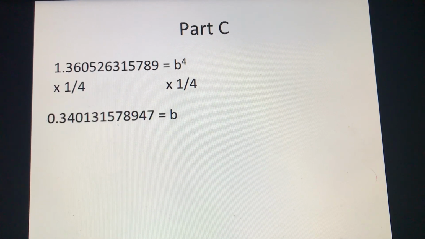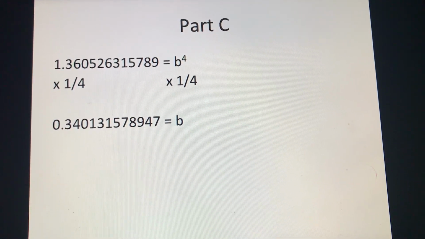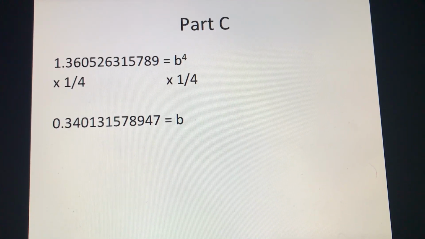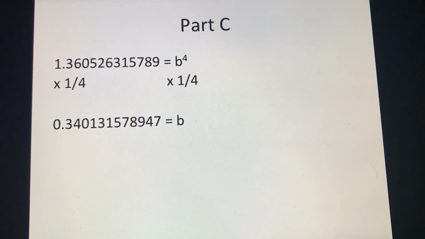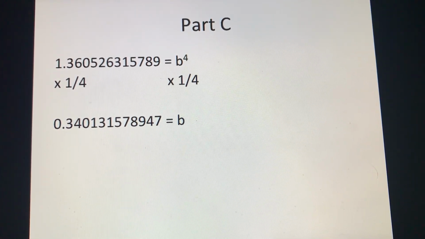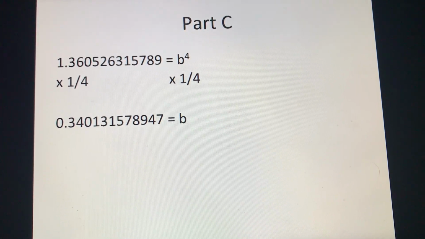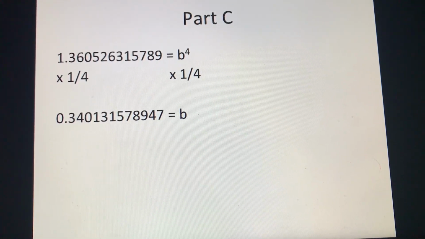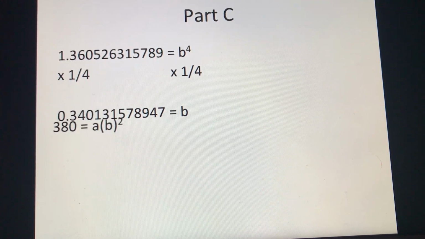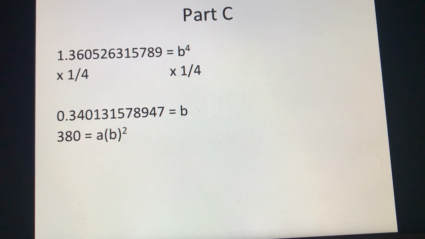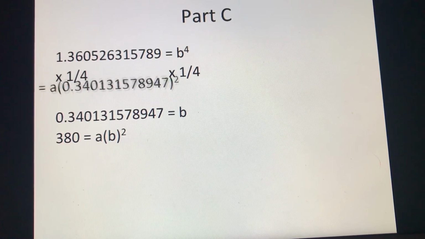Your b value should be 0.340131578947. Substitute this back into whichever equation you prefer. I prefer the smaller one. 380 equals a times b squared.